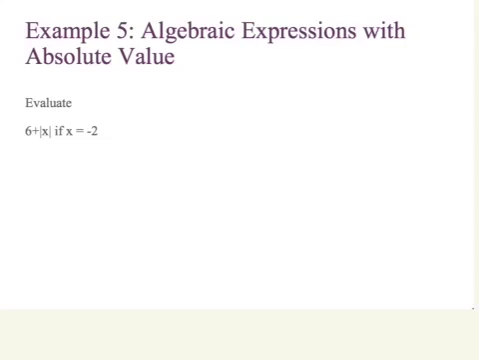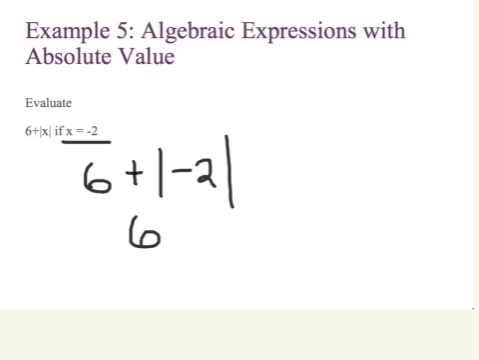Our final example that includes absolute value, and also our final example for this section, is an algebraic one. So we're going to evaluate this particular expression if x is equal to -2. So we do exactly as we usually would. We just rewrite the problem where we replace the variable with its value. Since x is equal to -2, I now have 6 plus the absolute value of -2. 6 plus the absolute value of -2 is really 6 plus 2, and clearly my answer is 8.